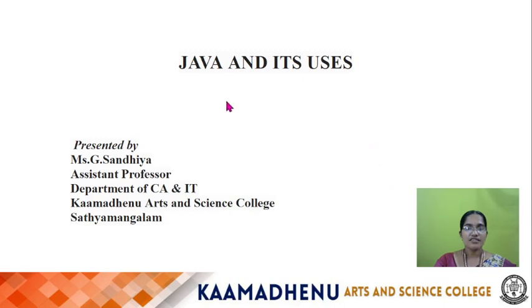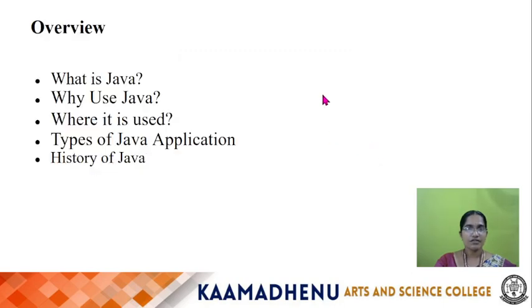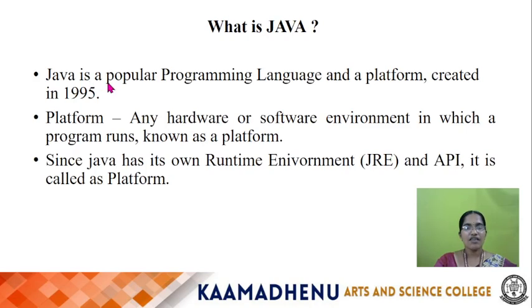So today's topic is Java and its uses. The overview covers what is Java, why use Java, where it is used, types of Java applications, and the history of Java. Now we are going to see what is Java. Java is a popular programming language and a platform created in 1995. Platform means any hardware or software environment in which a program runs. Since Java has its own runtime environment, JRE, and API, it is called a platform.